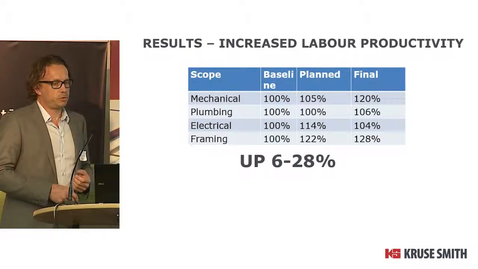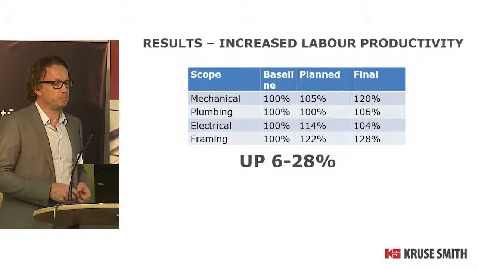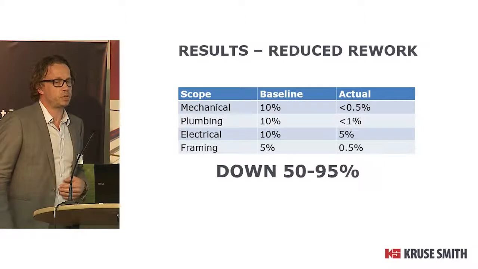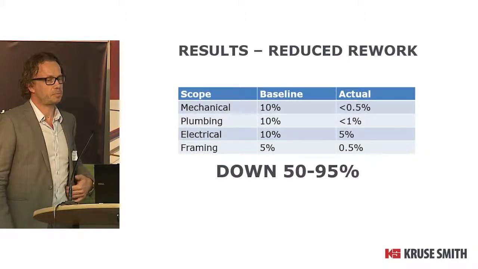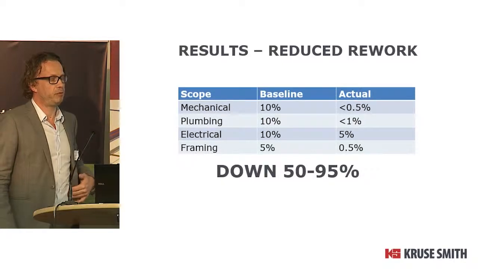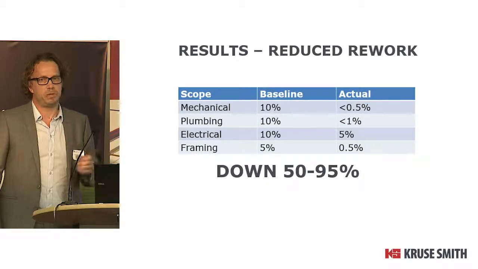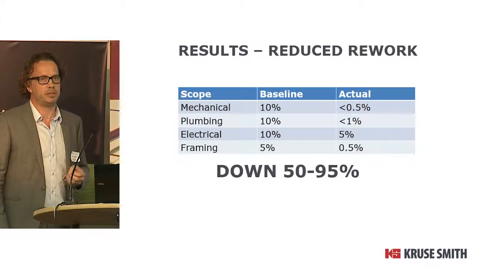Some more than the results, so let's drill down. Labor productivity by the major trades. Maybe this is even more interesting: the reduction of rework. It's down 50 to 95%. That means that they build correctly the first time, which is critical if you want to build faster and not spend more money.